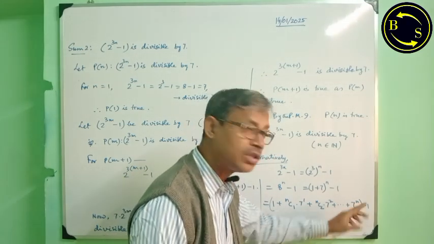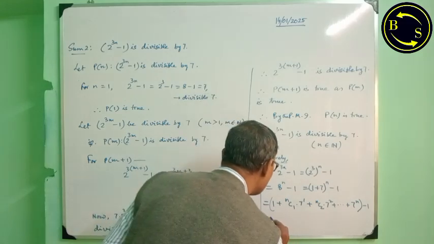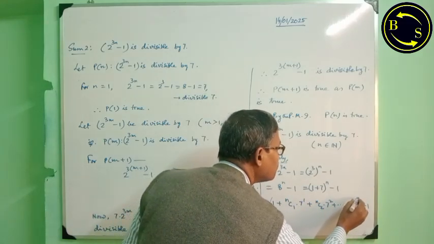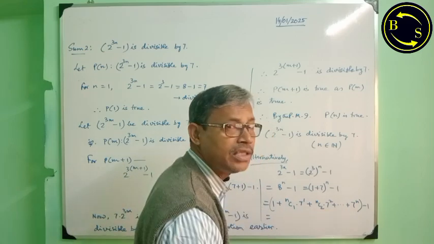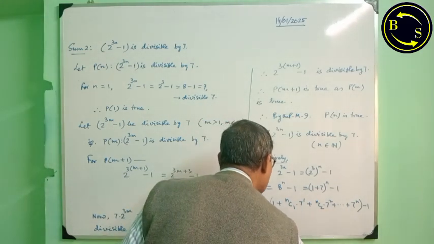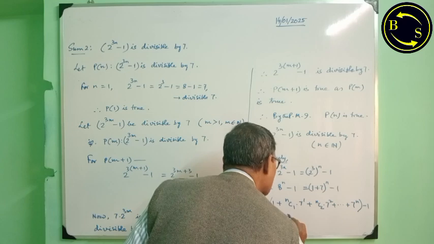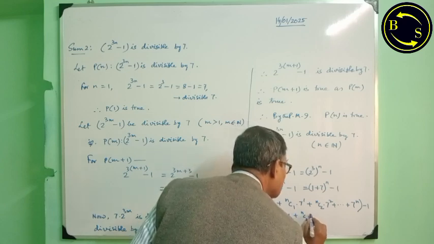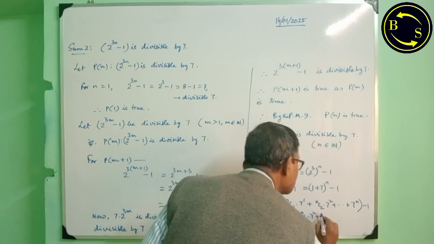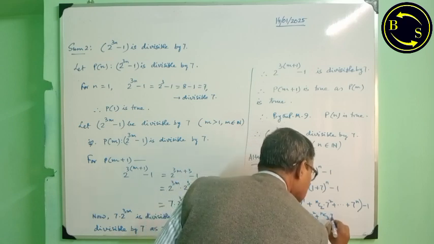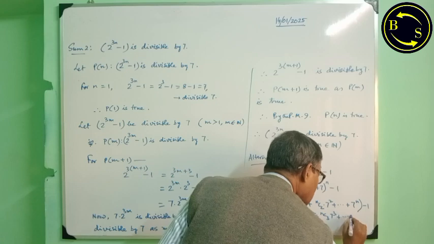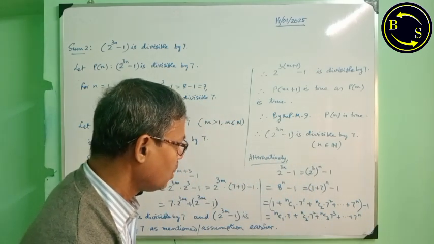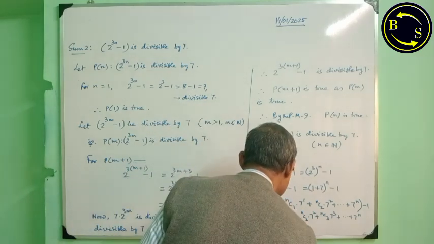Now these two 1s are cancelled. Therefore, finally what we get, 7 square plus dot dot 7 to the power n. Each term is containing 7. nC1 into 7 plus nC2 into 7 square plus nC3 7 cube plus dot dot plus 7 to the power n. Now 7 is the common factor.